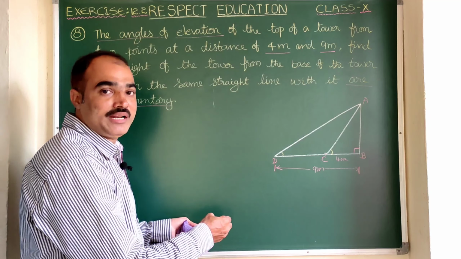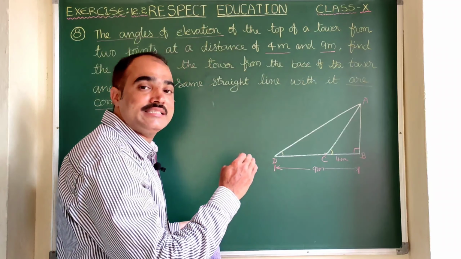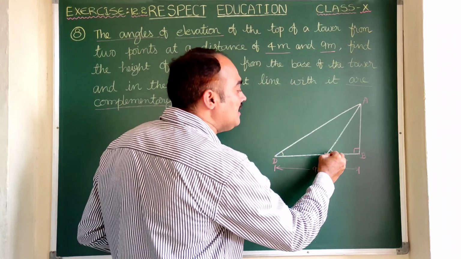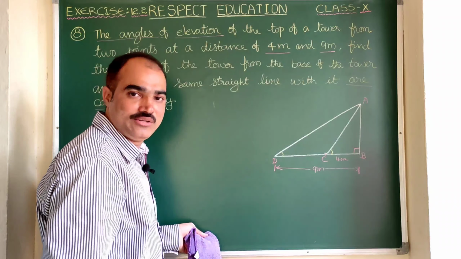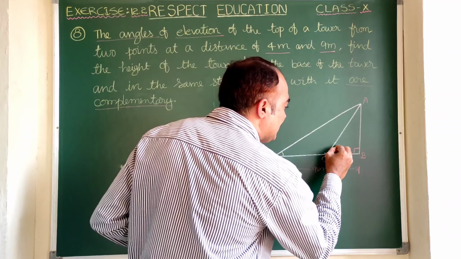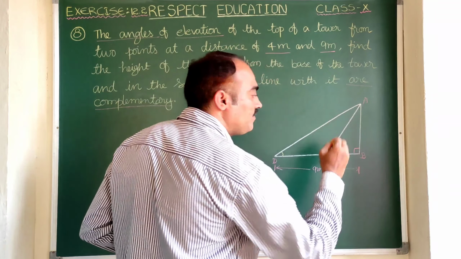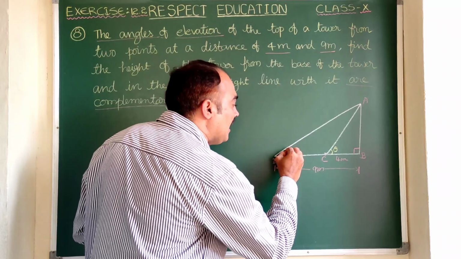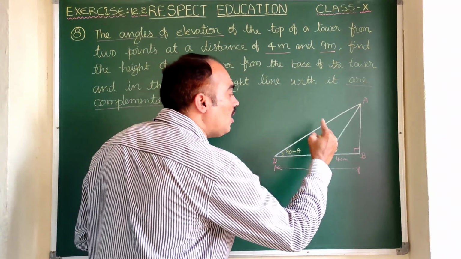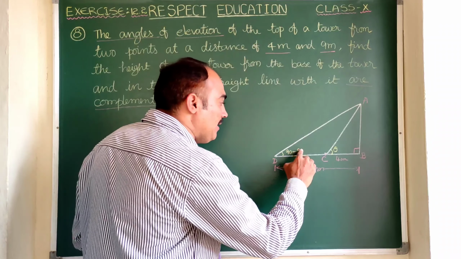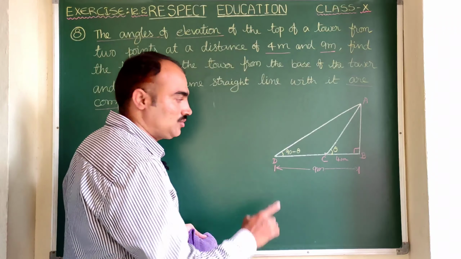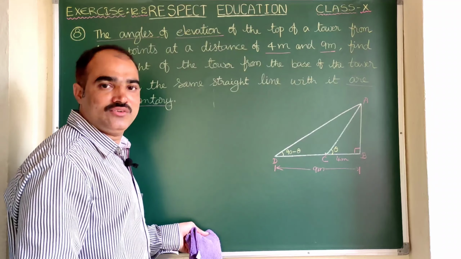What is the meaning of complementary? The sum of the two angles is 90 degrees. If the sum of the two angles is 90 degrees, then both the angles are said to be complementary to each other. One angle is the complement of the other. So here, let us take this angle as some theta. Then this angle will be 90 degrees minus theta, because these two are complementary angles. 90 minus theta plus theta is equal to 90, on cancelling minus theta and plus theta. So this is what is given in the question.